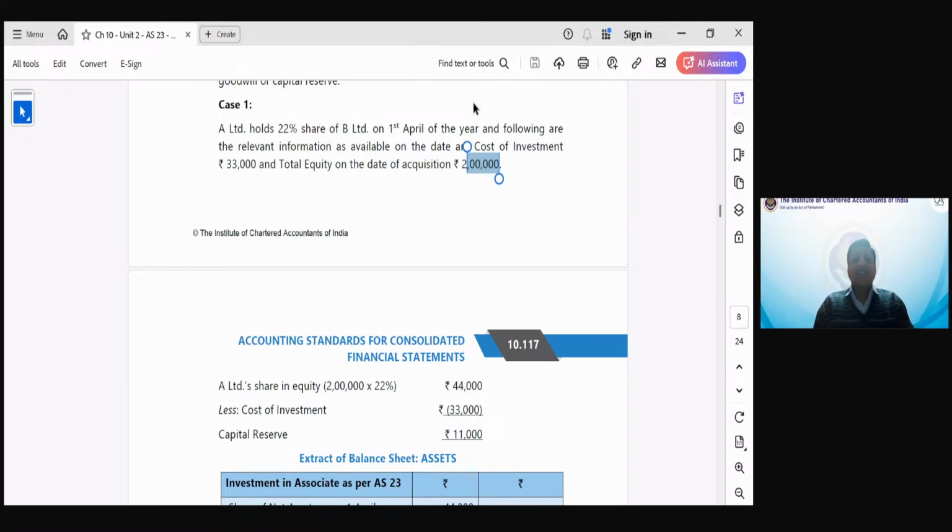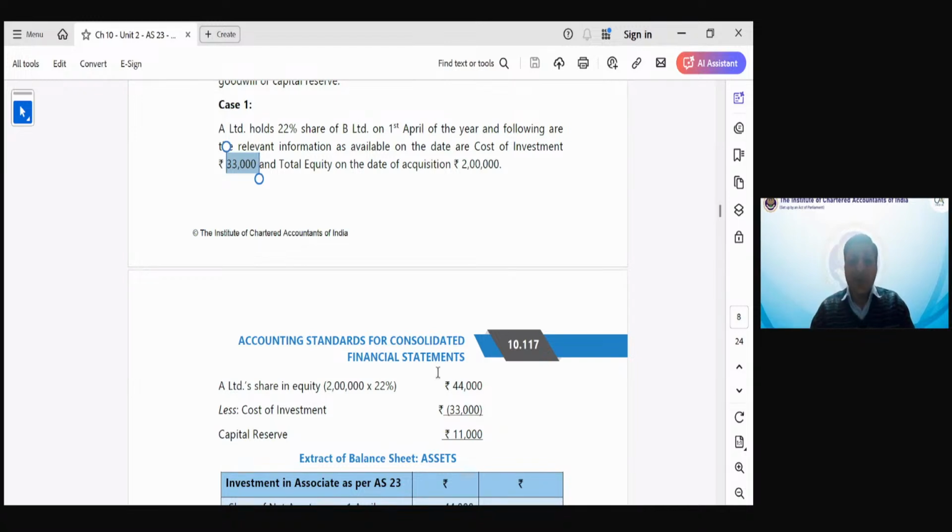Bhavna is asking, sir, in this case there should be goodwill, why is capital reserve coming? Because capital reserve should be there. So why do you think there should be goodwill? Let's suppose if you are paying purchase consideration in excess, that is when you get goodwill. But if your purchase consideration is lower as compared to the net assets, then tell me, should it be goodwill or capital reserve? Bhavna, tell me quickly. If your purchase consideration is lower, then what do you get? Capital reserve. So in this question, your purchase consideration is 33,000.